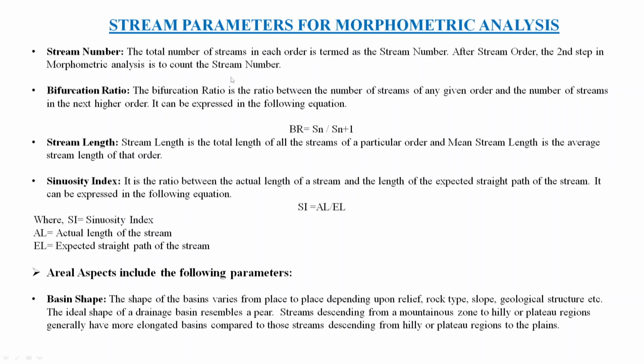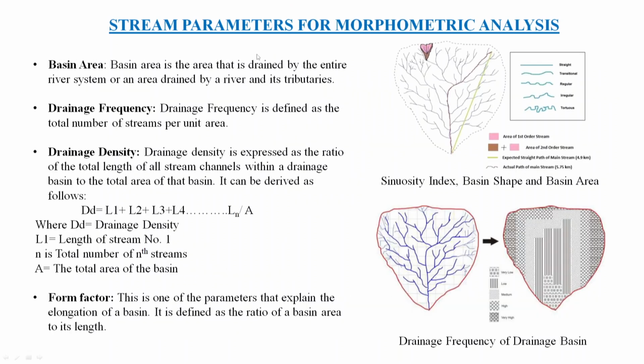Then you have the two dimensional areal aspects or parameters. The first one is your basin shape. The shape of basins varies from place to place depending upon relief, rock type, slope, geological structures, etc. The ideal shape of a drainage basin resembles a pear. Streams descending from a mountainous zone to hilly or plateau regions generally have more elongated basins compared to those descending from hilly or plateau regions to the plains.